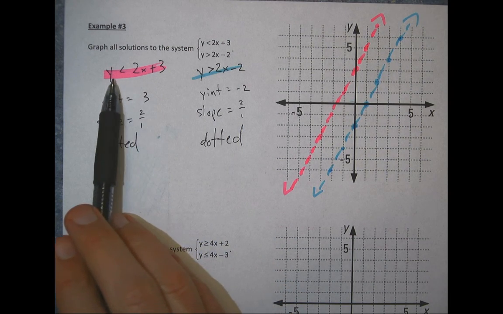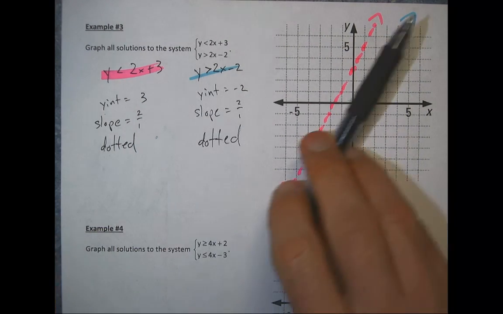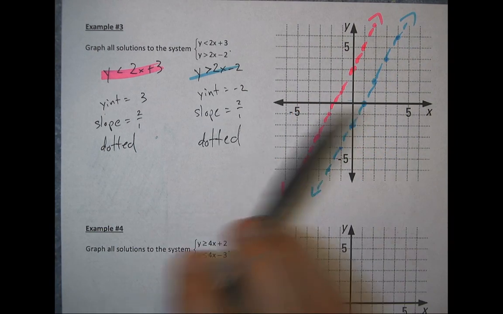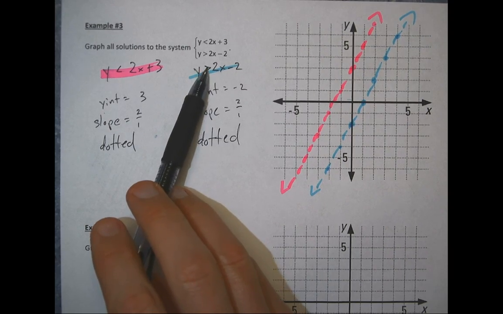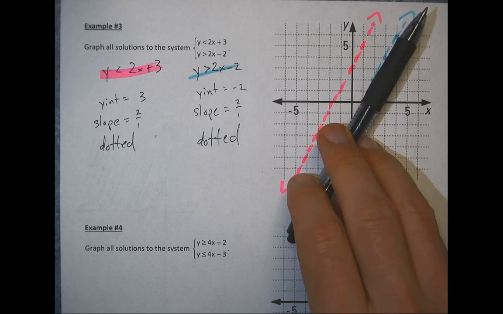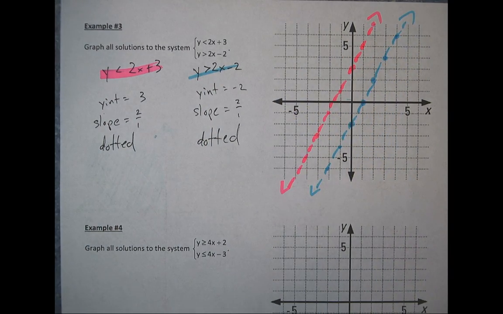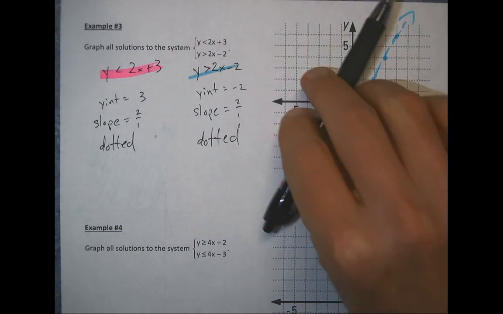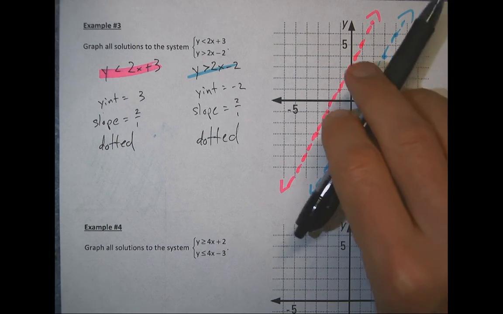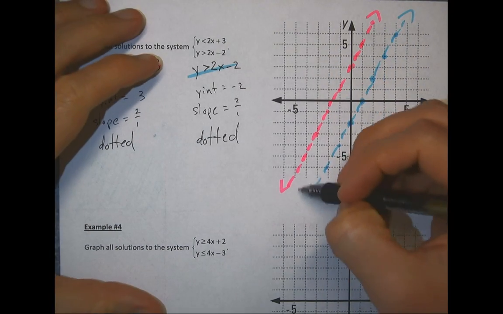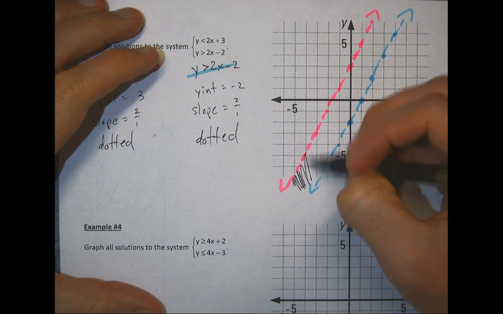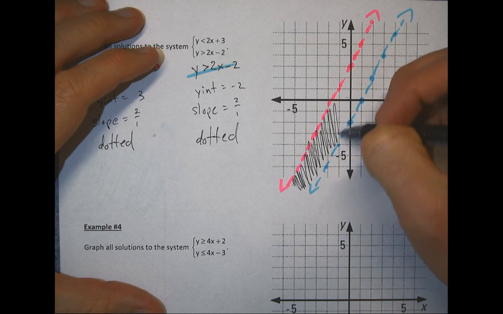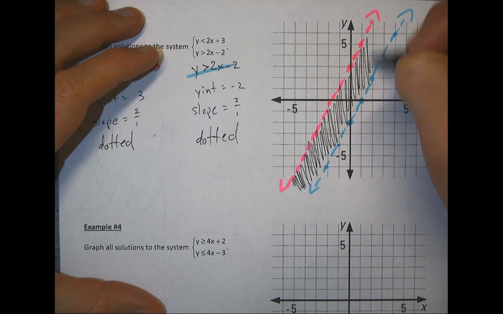And so now let's go back. The pink one says less than, so that would be everything under it. And the blue one says greater than, which would be everything above it. And so the solution to this system is the part where those overlap. So everything under the pink, but also over the blue. And so that's going to be the region right in between it. And so the answer is the shaded region.